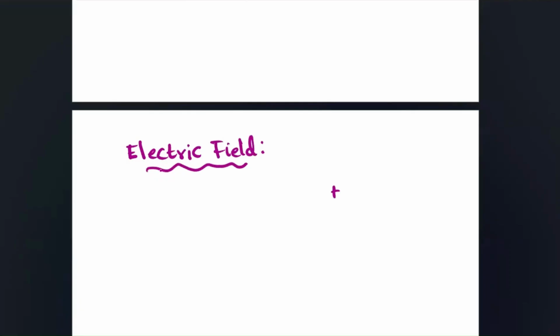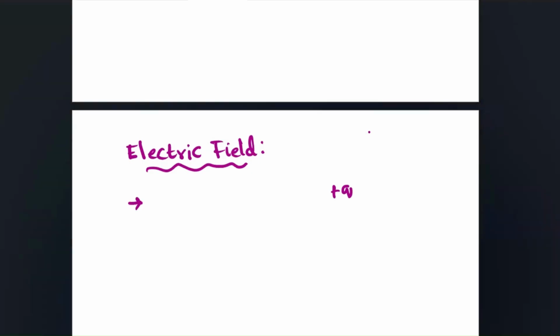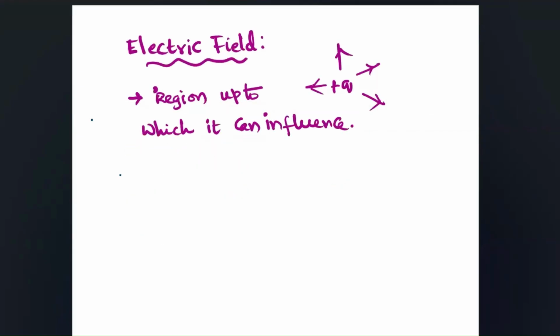So, for example, you take a positive charge. Similarly, the electric charge also possesses a field. Simply, I can write a simple one-word answer here: the region up to which the charge can influence. That is what we can call its field. So electric field is the influenced region of that electric charge. We can call it electric field.